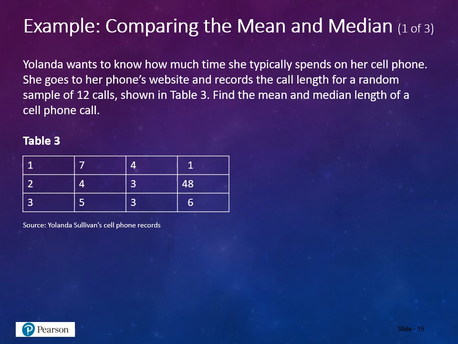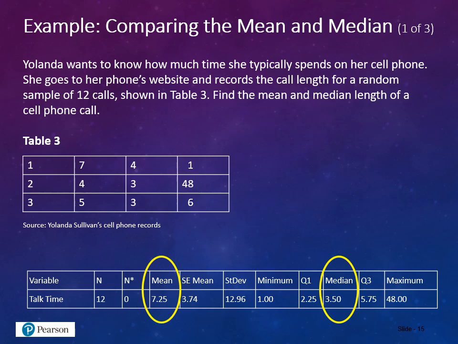So let's look at comparing the mean and median. Yolanda wants to know how much time she typically spends on her cell phone. She goes to her phone's website and records the call length for a random sample of 12 calls shown in Table 3. Find the mean and median length of a cell phone call. You can go ahead and hit pause and figure that out, and then hit play again when you're ready to move forward. Here's a table generated by technology. This wasn't StatCrunch, this was actually something called Minitab, another application that you can get. And we can see that the mean is 7.25 and the median is 3.5.